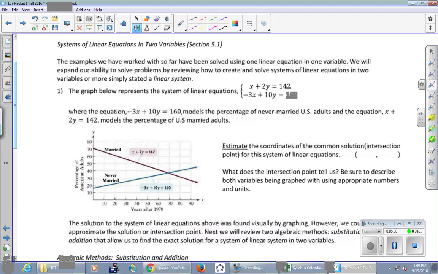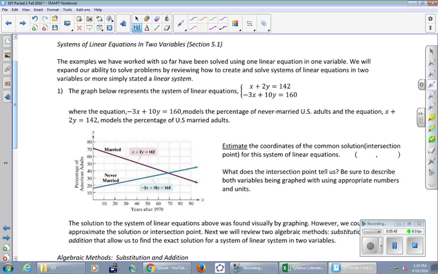I mentioned this before. The examples we worked with so far, mostly last class, have been solved using one linear equation in one variable. We will expand our ability to solve problems by reviewing how to create and solve systems of linear equations in two variables, or more simply stated, linear systems.